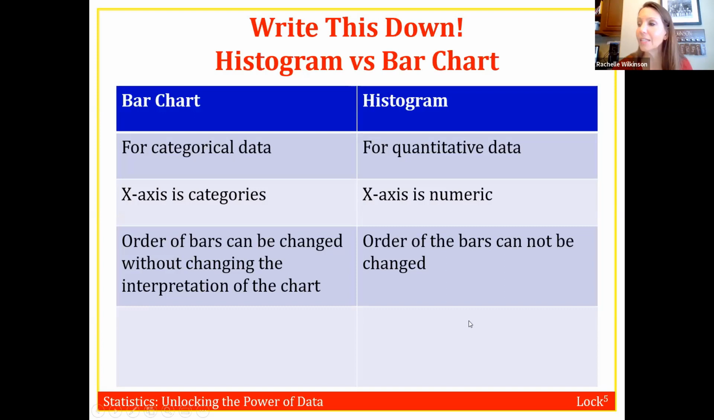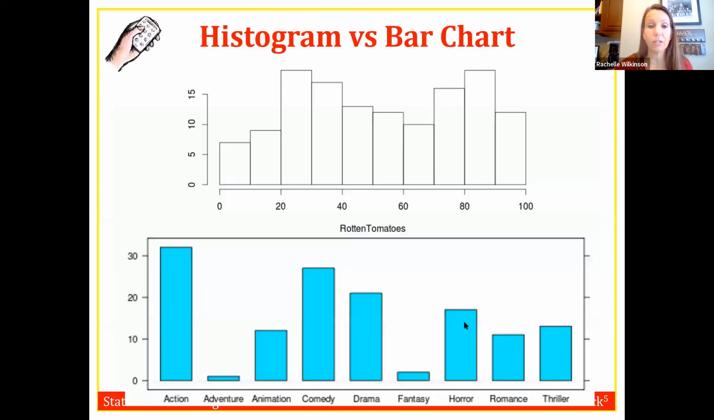And then the last thing that we're going to compare here is the number of bars. So if I look at my bar chart, the number of bars is just determined by the number of categories. So in this case, we had action, adventure, animation, comedy. So whatever the number of levels is for that categorical variable, that's exactly how many bars we're going to have. So it's fixed. It's based on the number of categories.